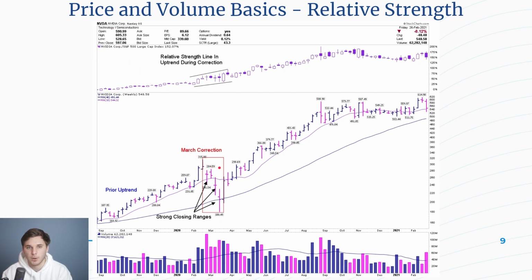The market was falling apart, and this stock actually held up much stronger than most, as you can see from the closing ranges on this week, and this week. We finished well off the lows, indicating that institutions were supporting this stock. So even though it was down these weeks, it was kind of holding up much better than the rest of the market, as you can see from the relative strength line here, which was in an uptrend during the correction.